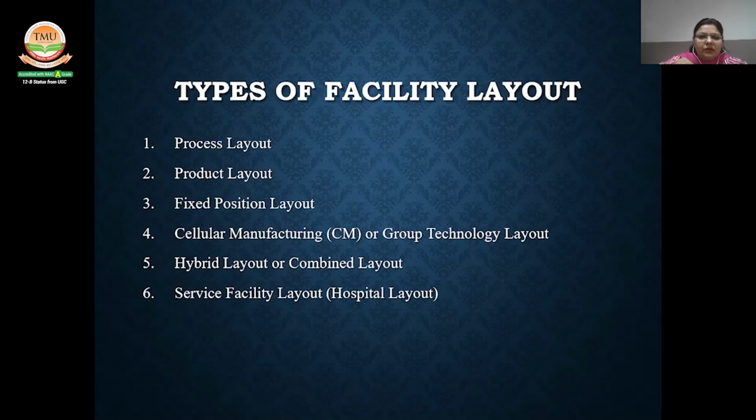Next thing is types of facility layout. There are many types of layouts made in the organization. These are the types. Number one, process layout. The second one is product layout. Third one is fixed position layout. Fourth is cellular manufacturing or group technology layout. Fifth is hybrid layout, and sixth is service facility layout.